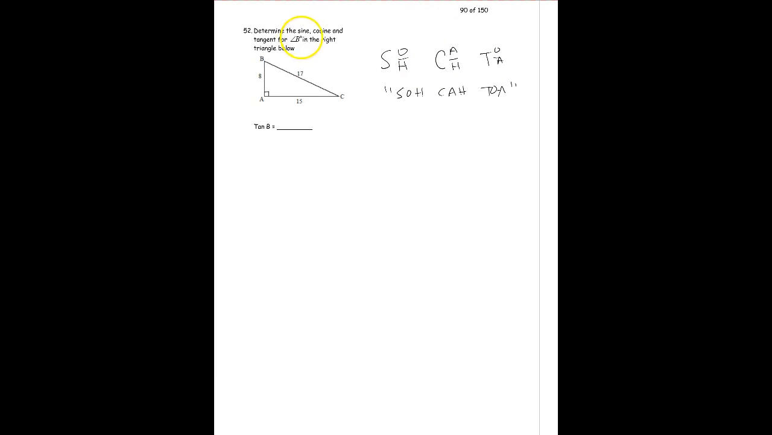So this just says to find the sine, cosine, and tangent for angle B here. So the sine of angle B is going to equal opposite over hypotenuse.